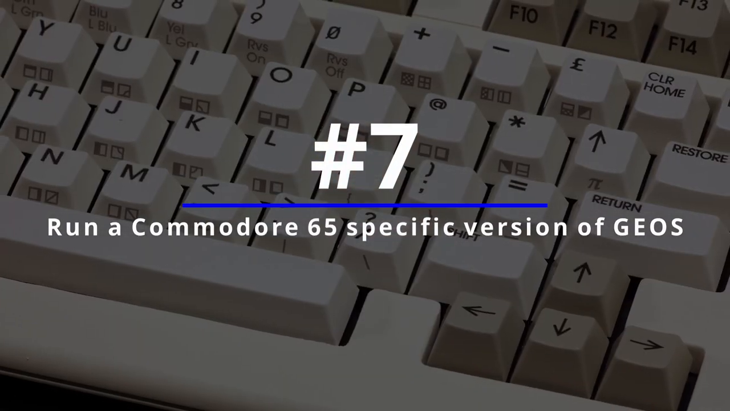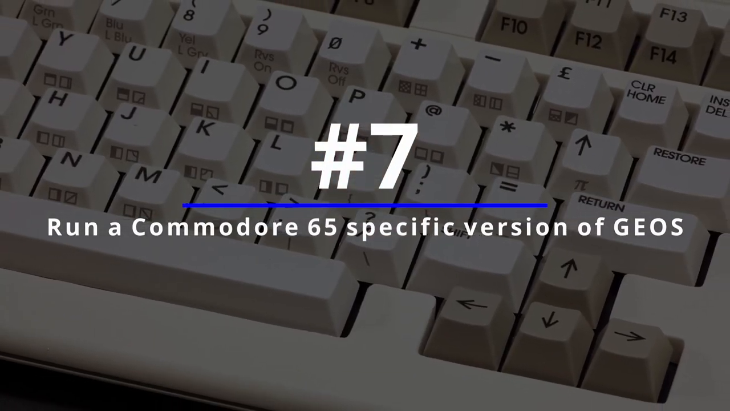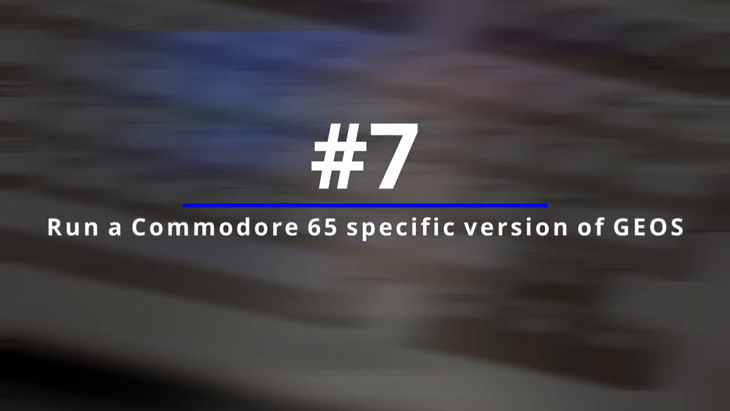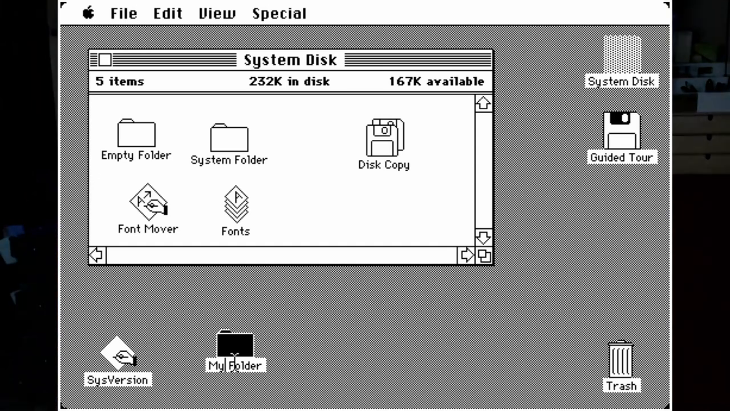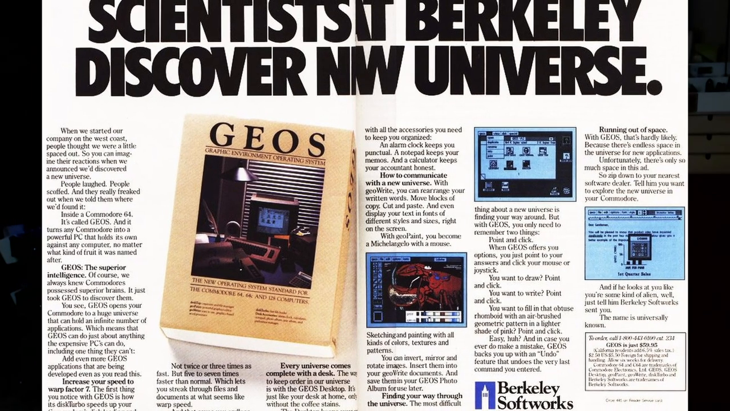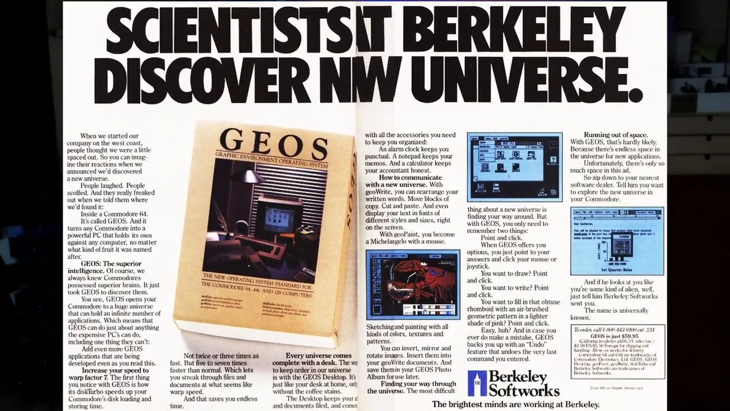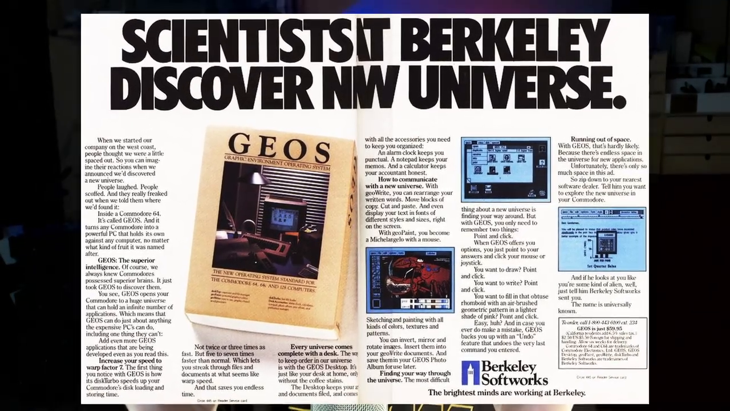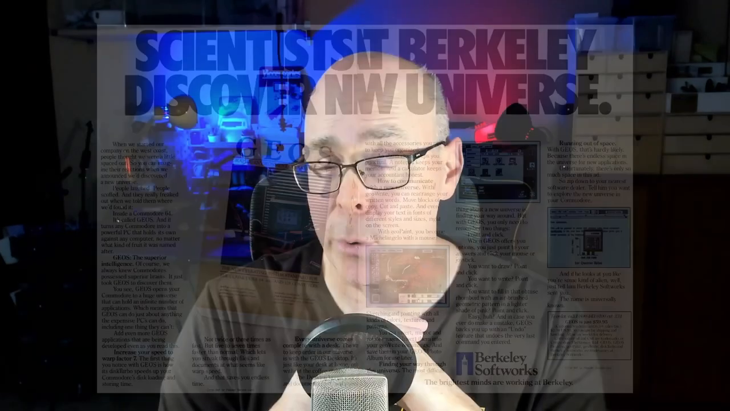Number 7, run a Commodore 65 specific version of GEOS. In 1984, the Mac was released with its newfangled mouse and pointer user interface. Two years later, Berkeley Softworks brought its own point-and-click operating system to Commodore users and named it GEOS. GEOS is legendary in the Commodore community with versions for the Commodore 64, 128, and even the Commodore Plus 4. There was even a version ported to the Mac's older 8-bit sibling, the Apple II.